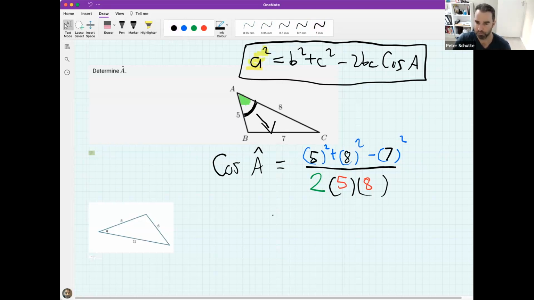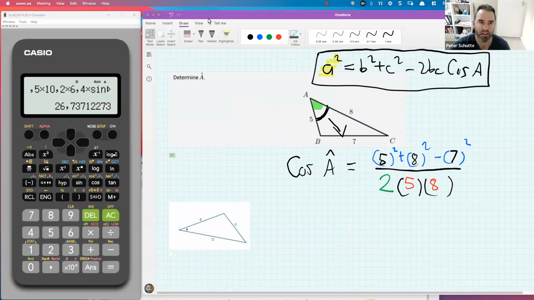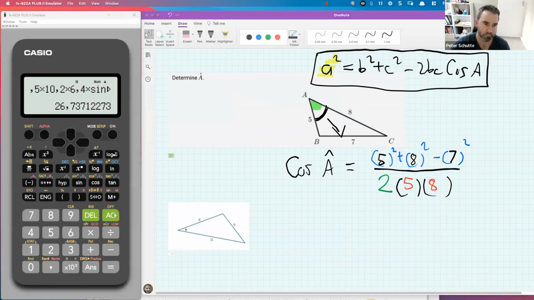Okay, so now, at this point, we still haven't found A, but this is where our friend the calculator comes in. So maybe I should share my friend the calculator. So let me pause that for a second. And where are you hiding? Give me a thumbs up if you can see the calculator. It's on now, sir. Is it on?